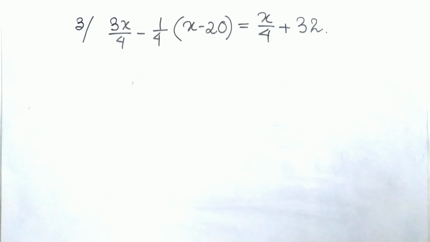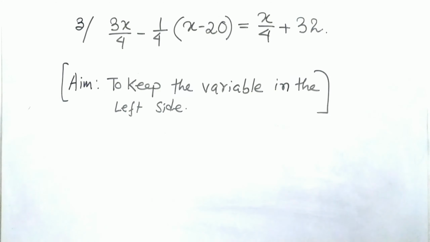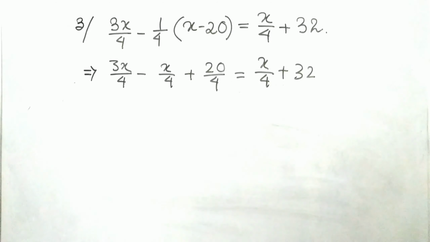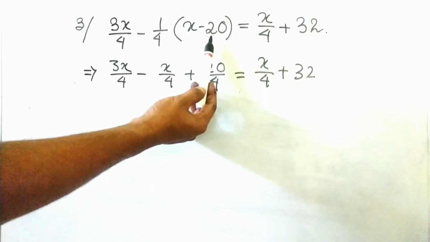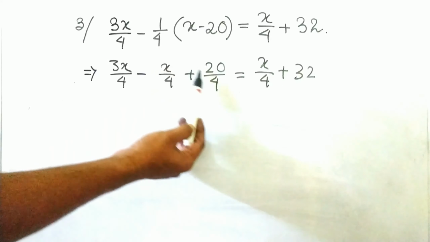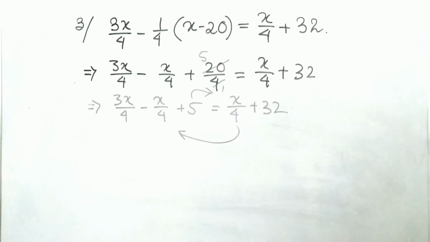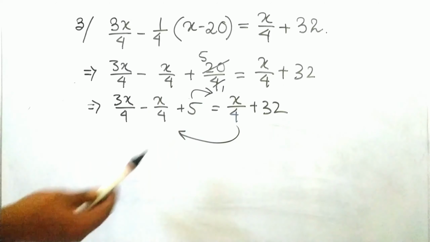So let's go for this problem. This problem is a little bit different from the previous problems by the look. Here it is saying that 3x by 4 minus 1 by 4 into x minus 20 is equal to x by 4 plus 32. What is our aim? Our aim is to keep the variable on the left side. So for that, let us open the bracket first. So it has become minus x by 4, and it is minus 20 and minus 1 by 4. So it is positive 20 by 4. Because 20 by 4 is 5, we have written 5 over here.